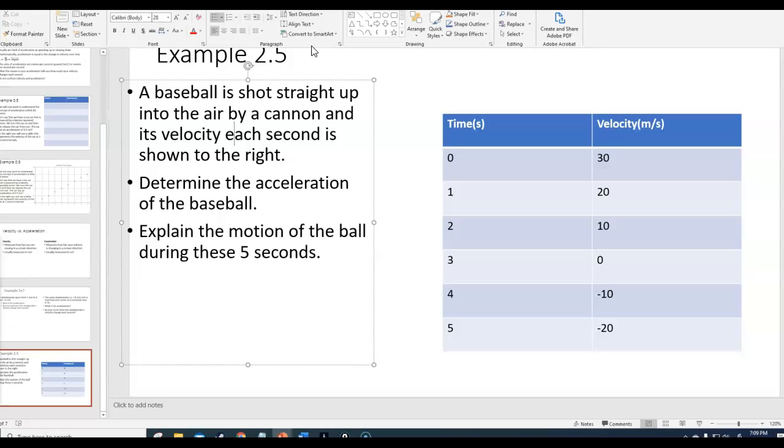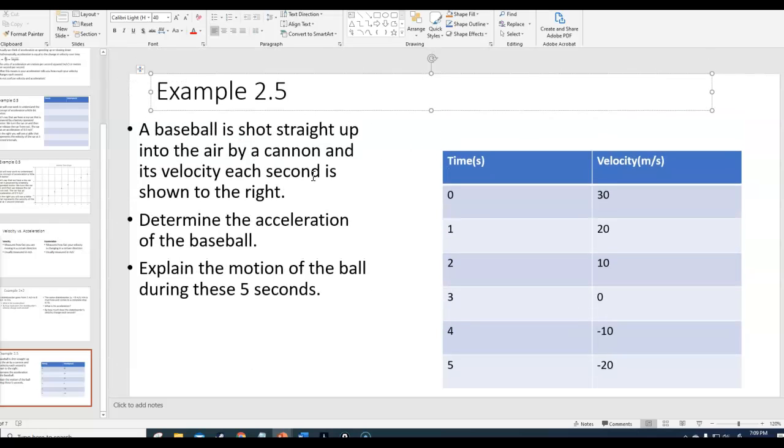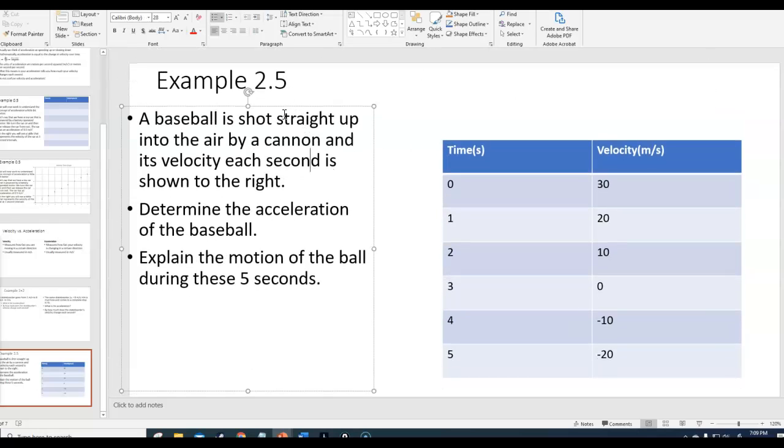Okay, now take a look at this table and see if you can answer this question on your own. This is example 2.5. This question says a baseball is shot straight up into the air by a cannon and its velocity each second is shown to the right. Determine the acceleration of the ball and explain the motion of the ball during these 5 seconds.